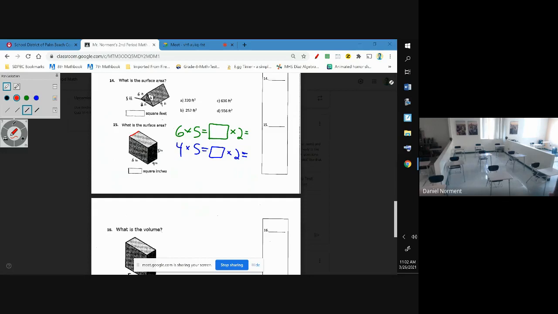Then you have a top, which is 6 by 4. You multiply 6 times 4, you're going to get the area of the top. Multiply that times 2, and that's going to also give you the area of the bottom. So you're going to get 3 numbers. Multiply each of those numbers times 2, and then you're going to get 3 new numbers here. Add those together, and that's going to be the total surface area, okay? Hope that made sense. If not, listen to me say that one more time and see if that helps.